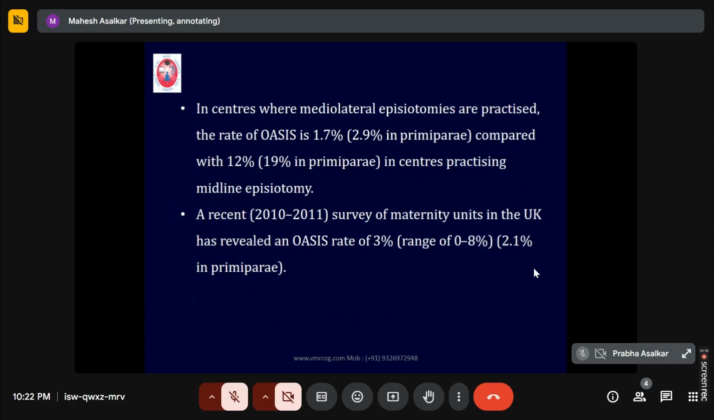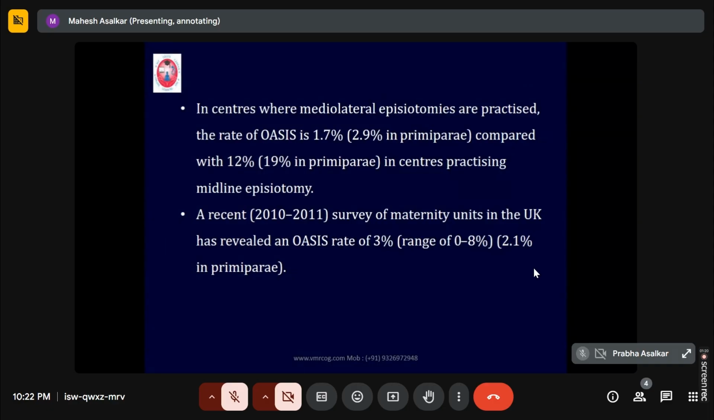So if you give midline episiotomy, there is a high incidence of third and fourth degree perineal tears. Midline episiotomy 12% overall, and in primaries almost 1 in 5. 19 means 20%. Every fifth lady will have a perineal tear. Okay, if midline episiotomy is practiced; while if you practice mediolateral, there is very little, hardly 1.7% incidence of obstetric anal sphincter injuries.